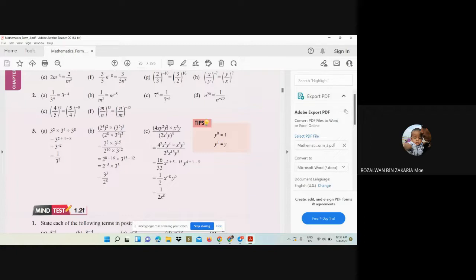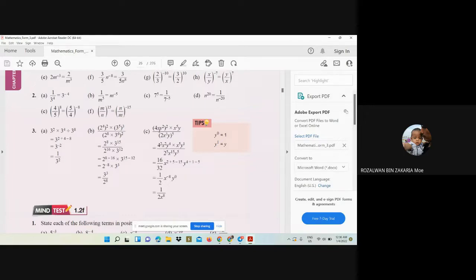You also have to times with the power of 2. Actually, 4 is equal to 4 power of 1. So 4 power of 1, the 1 you multiply with the power of 2. So it becomes 4 power of 2.